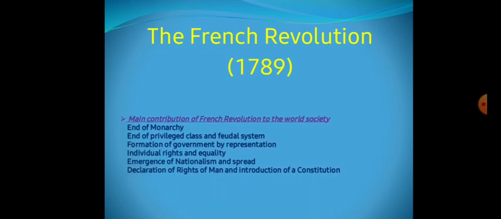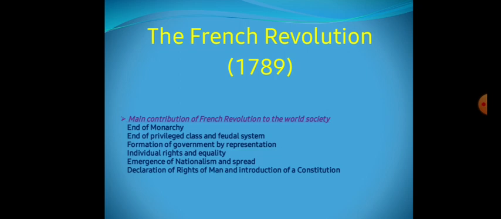The concept of monarchy was changed to a democratic, elected representative ruling the country. It was introduced in Europe by the French Revolution, which was actually, you can say, the beginning of democracy in the world. And then it ended the privileged class and the feudal system. The society at that time was a feudal hierarchy, and it was ended during the French Revolution. We will study it in detail, but I'm just giving an introduction to what the main contribution was to world society.